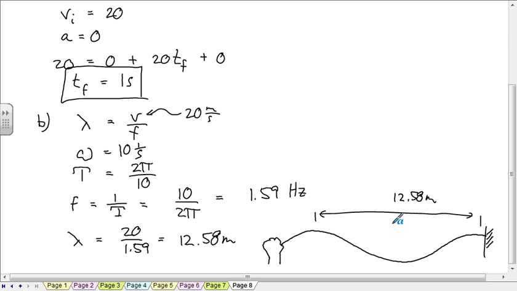Any questions about that? Yeah, sure. Frequency is 1 over period. And 1 over also means if you have a fraction, just flip them. So I just flipped. Period was 2 pi over 10, so 1 over period is 10 over 2 pi. Any other questions?